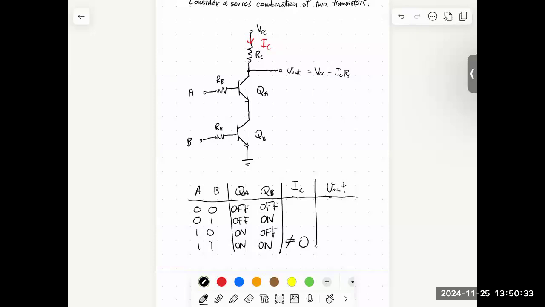And so in all these other cases, the current is 0, and the output is VCC minus IC times RC. If the current is 0, the output is just VCC, say 5 volts. So we're going to get high for all those. When the current is not 0, we get VCC minus some large number, and so this is close to 0, and we get a low output.